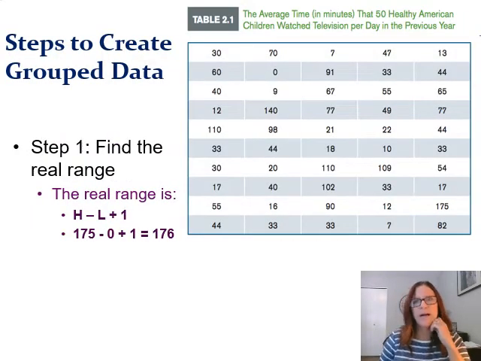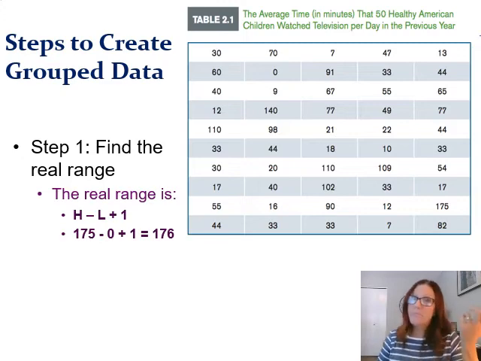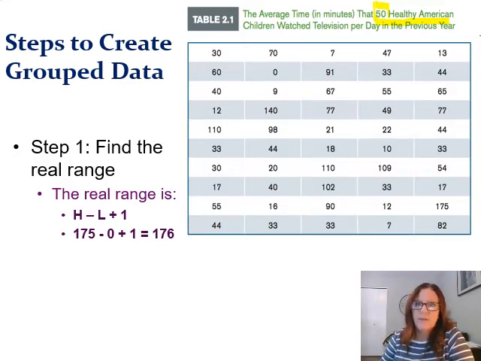So here we have a data set. It's a big data set, and this is what I'm talking about. We're looking at large data sets where, if I just looked at this, it would be very difficult to see if there's a pattern. And right up here it says 50 healthy American children. So this 50 is how many are in this data set. What we want to do is look at this data set and find the real range.